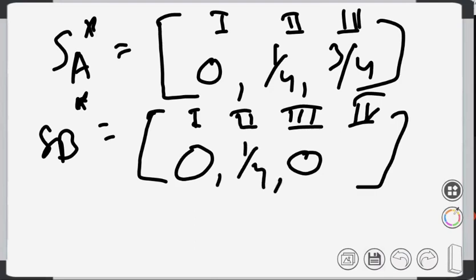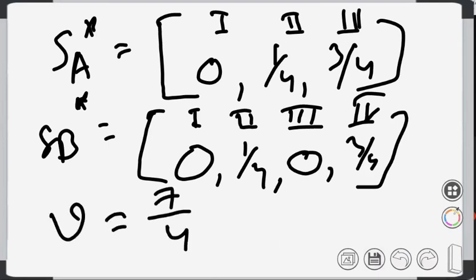So the probabilities are 0, 1 by 4, 0, 3 by 4. And the value of the game was, I think, 7 by 4. So that completes this problem.